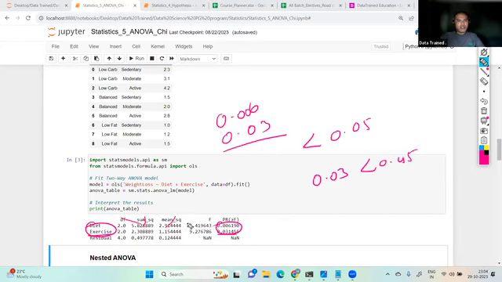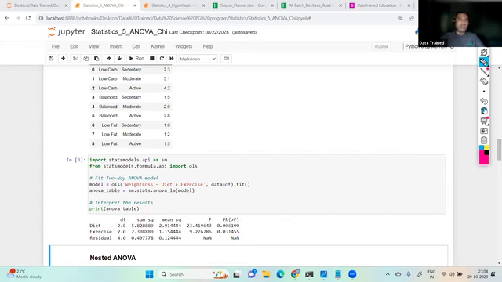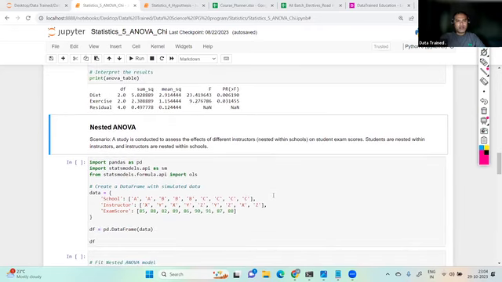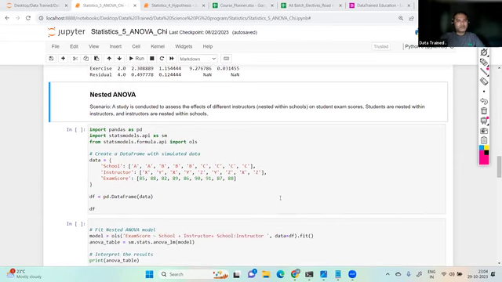It shows other numbers. We are not interested in that. We are more interested in this p-value. So that is two-way ANOVA. Let's see one more: nested ANOVA.